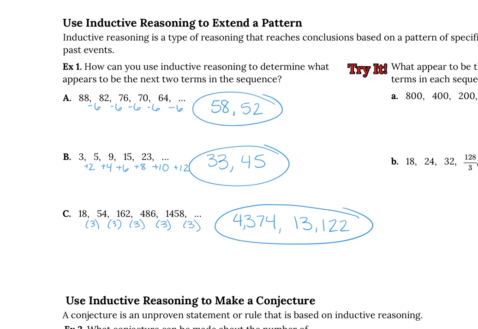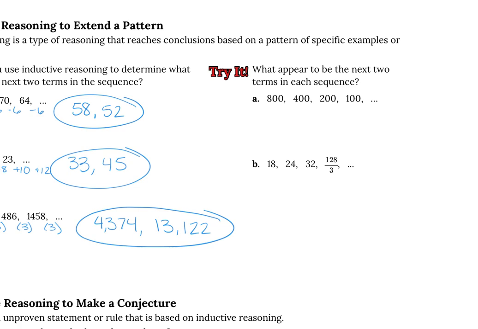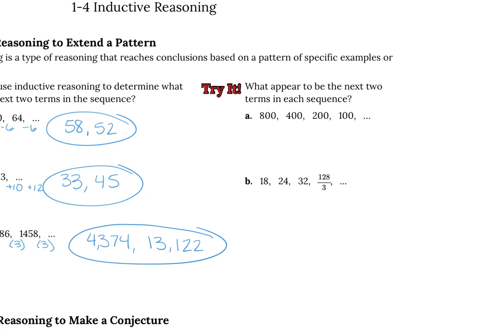Okay, so now our try-it problems. What appears to be the next two terms in each sequence? We've got 800, 400, 200, 100. I can tell that this is being halved each time, so I would divide by 2 for each term here. So half of 100, I would get 50 for my next term. And then half of 50, I'd get 25 for that next one.